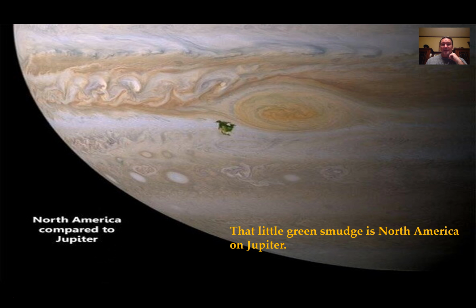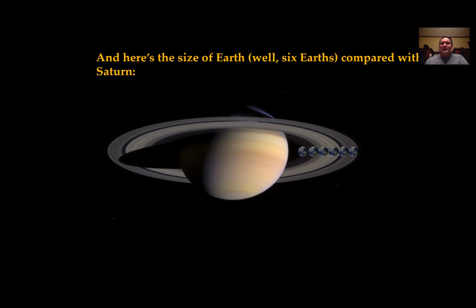into the Great Red Spot. And the Great Red Spot, as you saw in the previous slide, is big, but it doesn't take up much of the surface. And then you start looking at Saturn and how we would fit into the ring system.